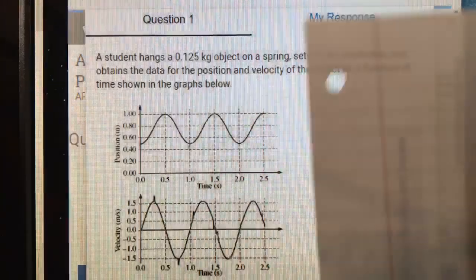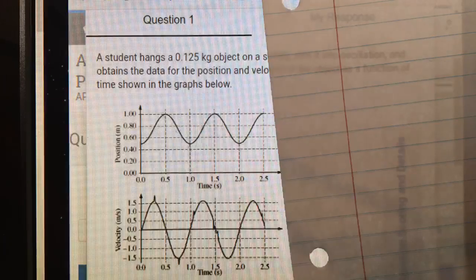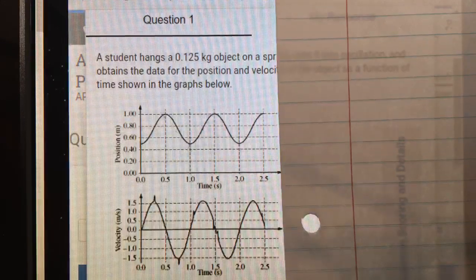All right, C and D, I'm not going to do the whole thing about this, but they're talking about the student. Yeah, you can get acceleration from the derivative of your velocity graph, and so you're going to see you go from a positive sine wave to a positive cosine wave.